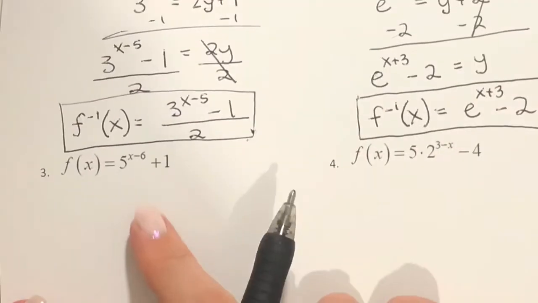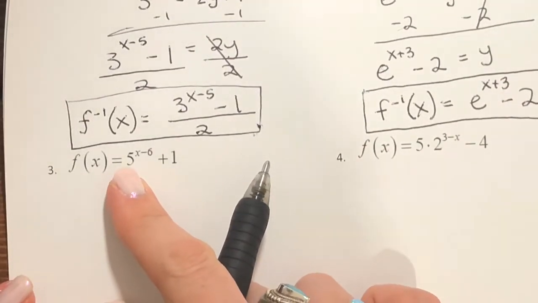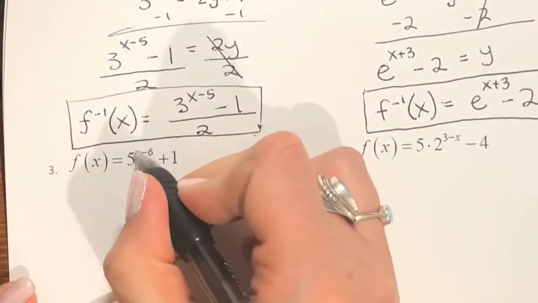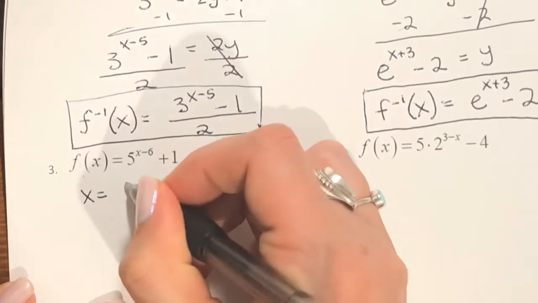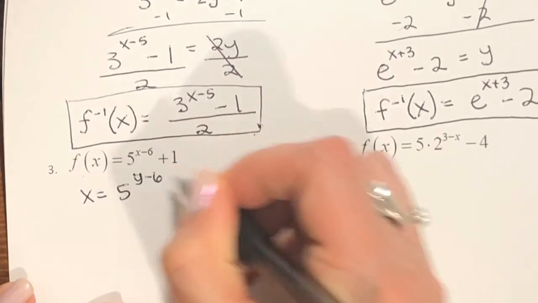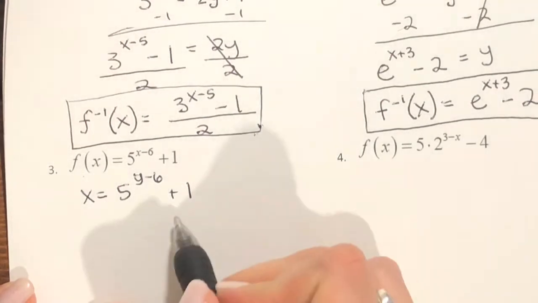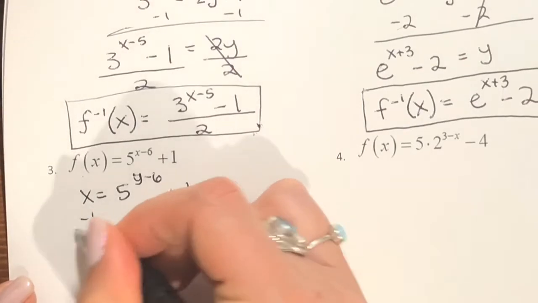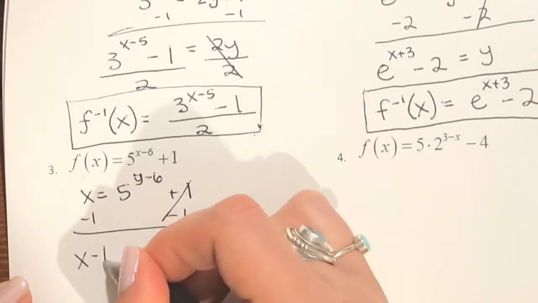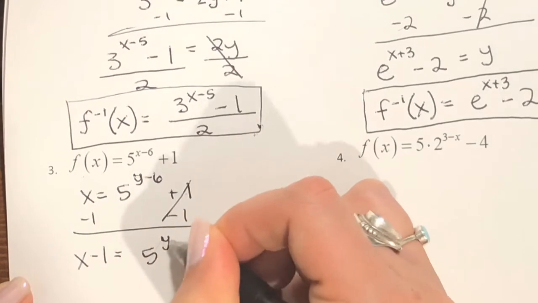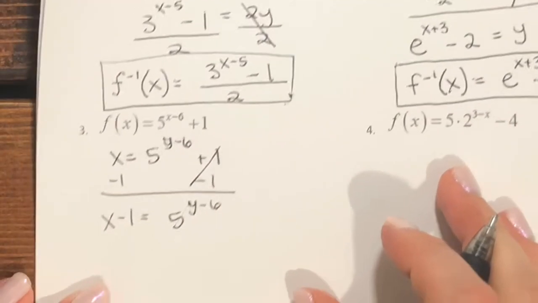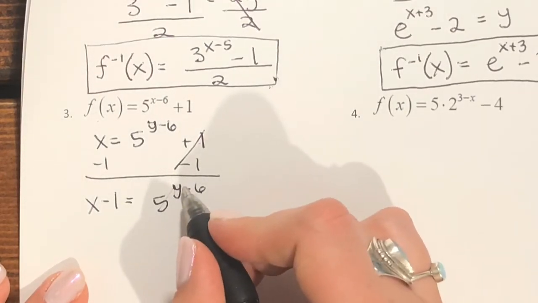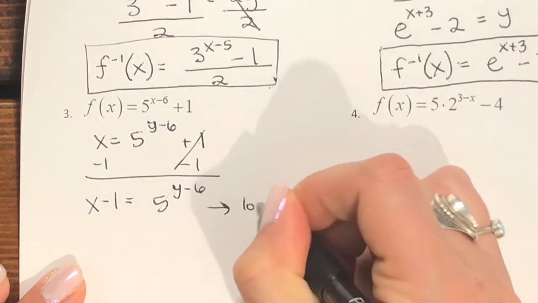This time we're going to start with an exponential, which means we'll probably end up with a logarithm for our inverse. So first step, switch your x and y. So we're going to get x equals 5 to the power of y subtract 6 plus 1. And then before we go to log form, we need to get rid of this +1. So let's subtract that over so that I end up with x minus 1 equals 5 to the y minus 6 power. And then now that y is up in the exponent, the only way to get it out of the exponent is to go to log form.